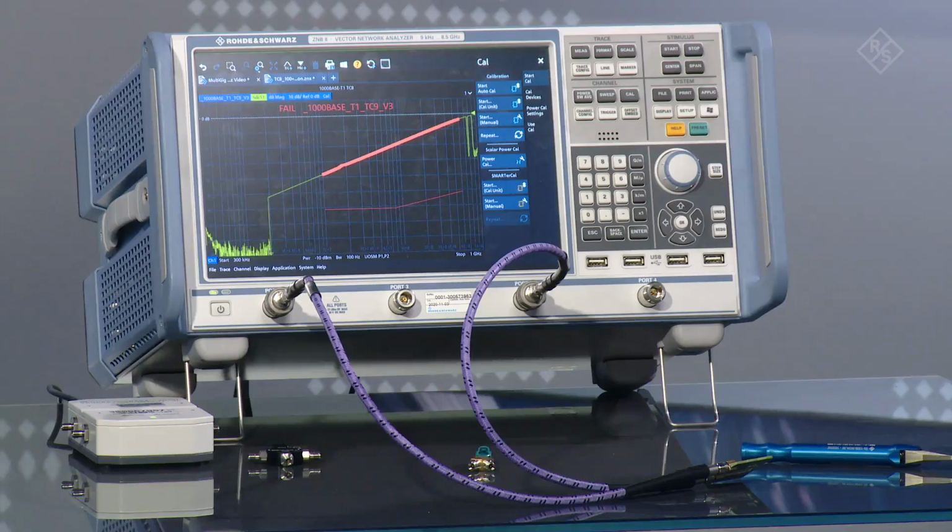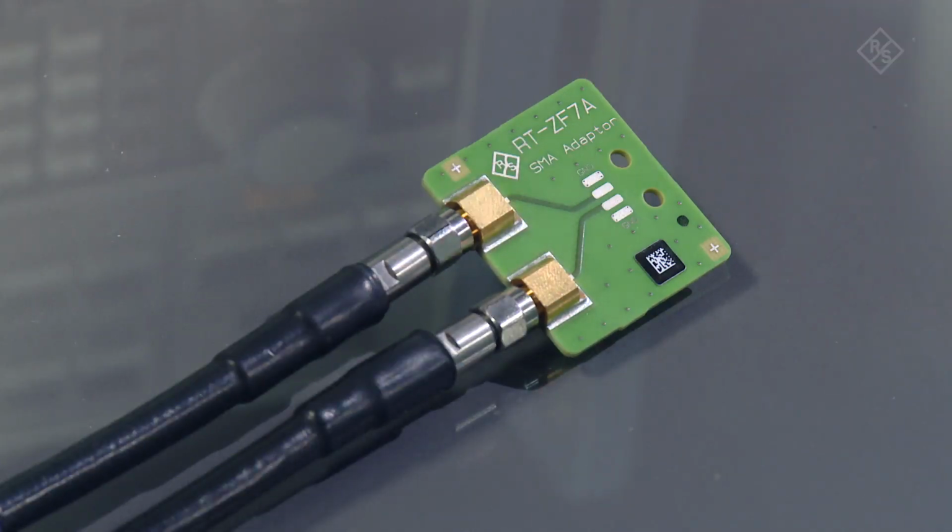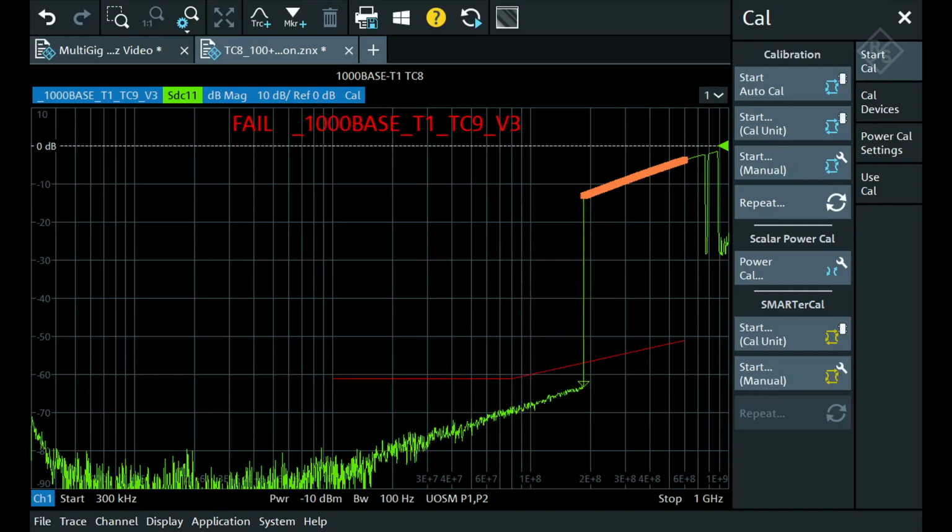Now we show another example. We have now here a ZF7A test fixture from Rohde and Schwarz, and you see it stays below the limit, so you can connect here any kind of connector you want to this fixture.